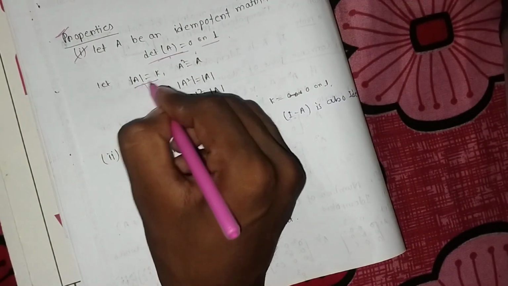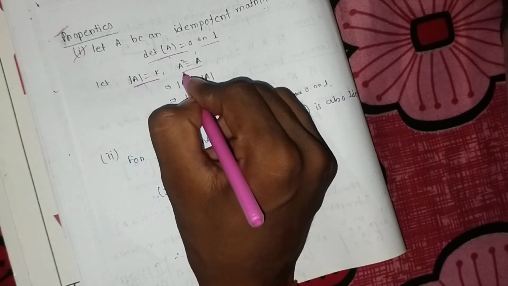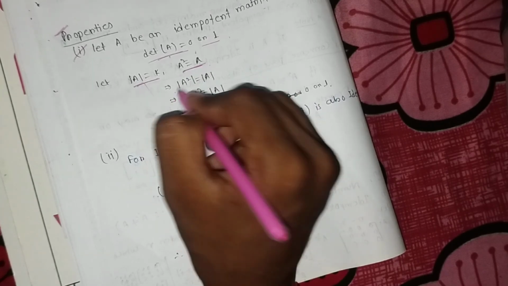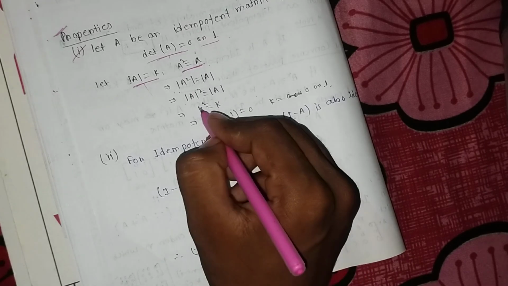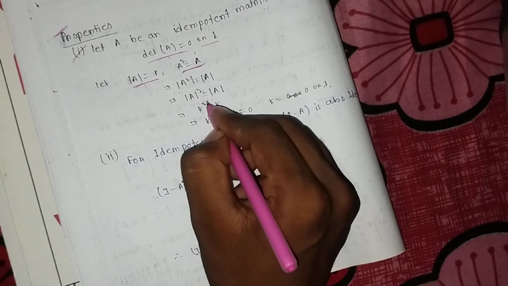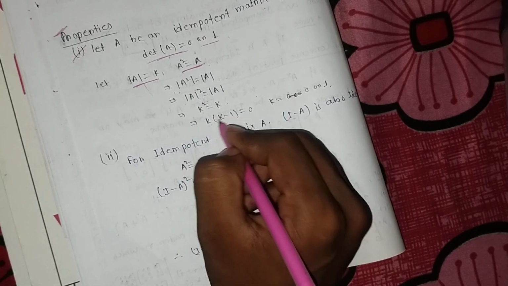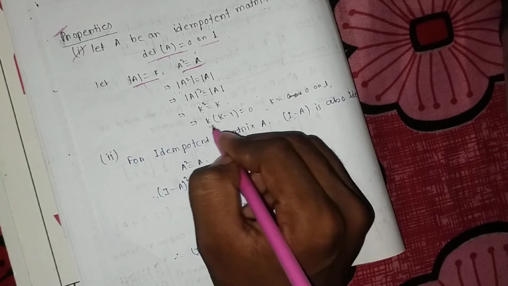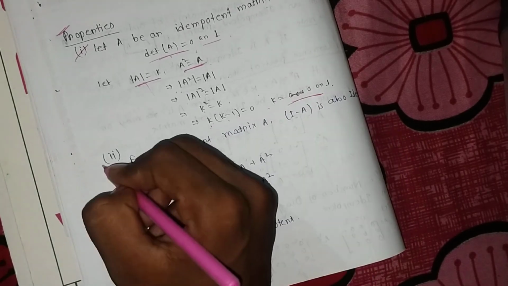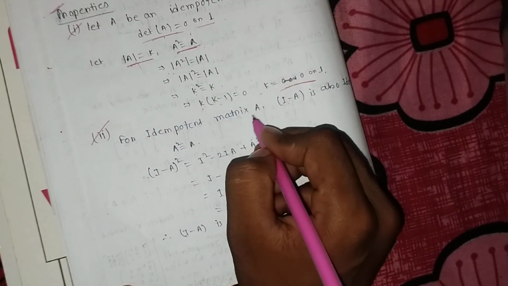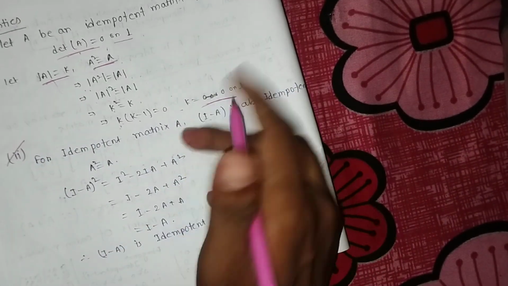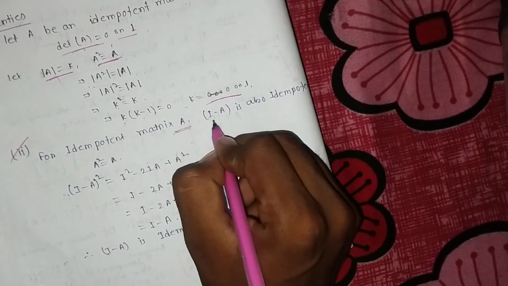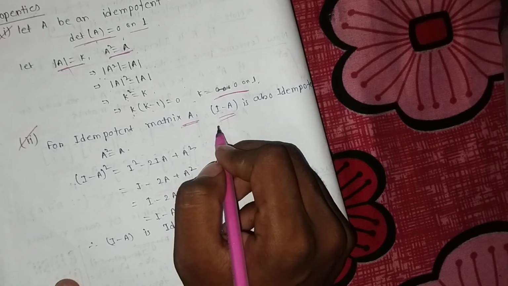Here you can see, let the determinant of A equal k, and idempotent means A square is equal to A. Taking determinant on both sides, determinant of A square is equal to determinant of A, so k square minus k equals 0, and k into k minus 1 is 0, that means k equals 0 or k equals 1. Next, for an idempotent matrix A, I minus A is also idempotent.